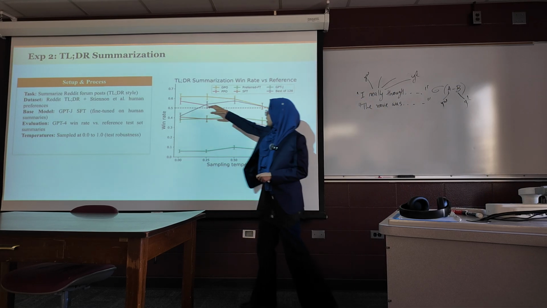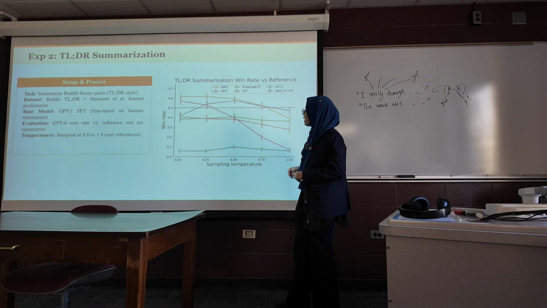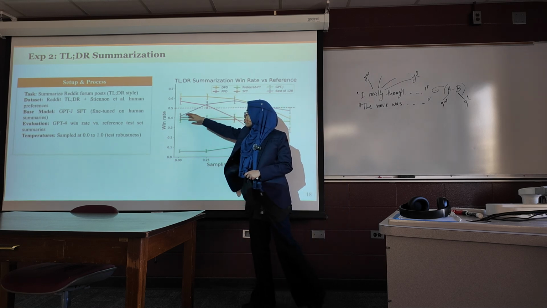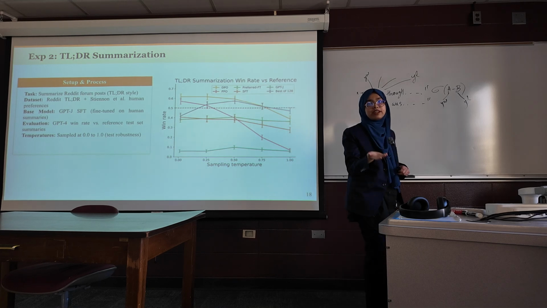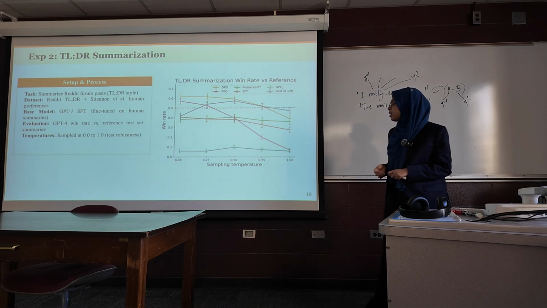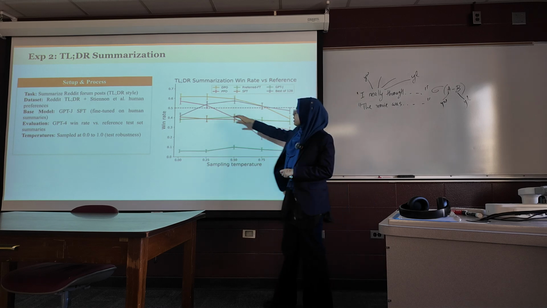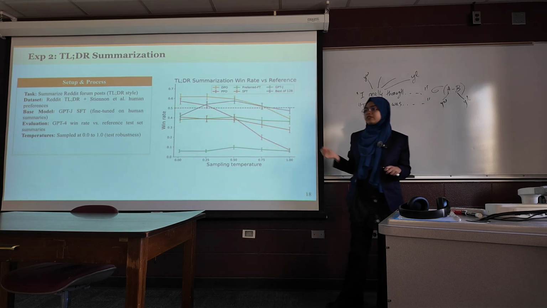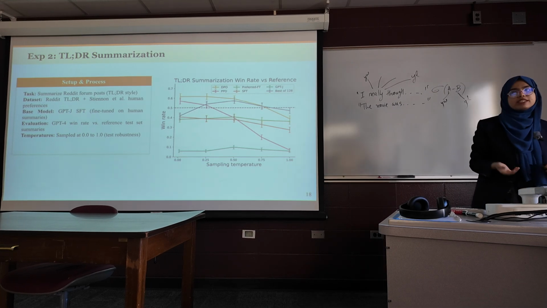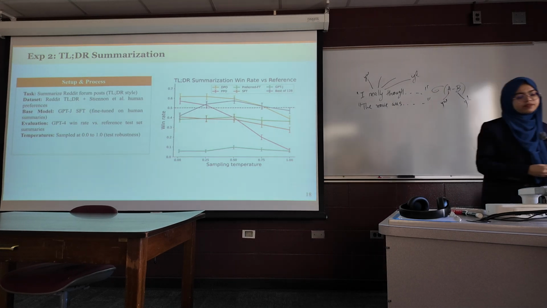So this is the win rate curve. As you can see, this is the threshold. If it's above 0.5, it means that GPT-4 is choosing your model's response instead of the other response. You can see that DPO is kind of more stable along the way and gradually decreases at the end if you increase the sensitivity or the temperature.